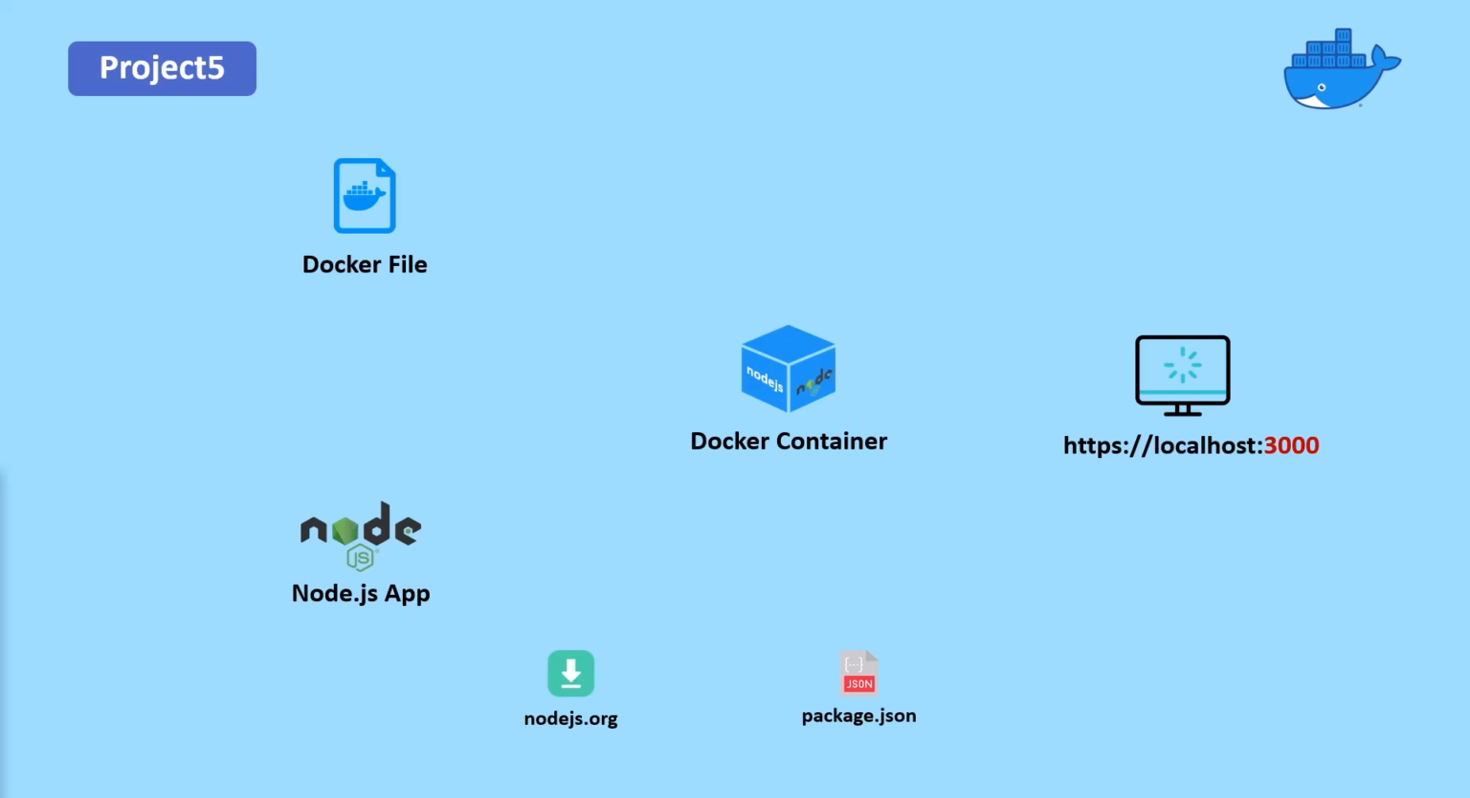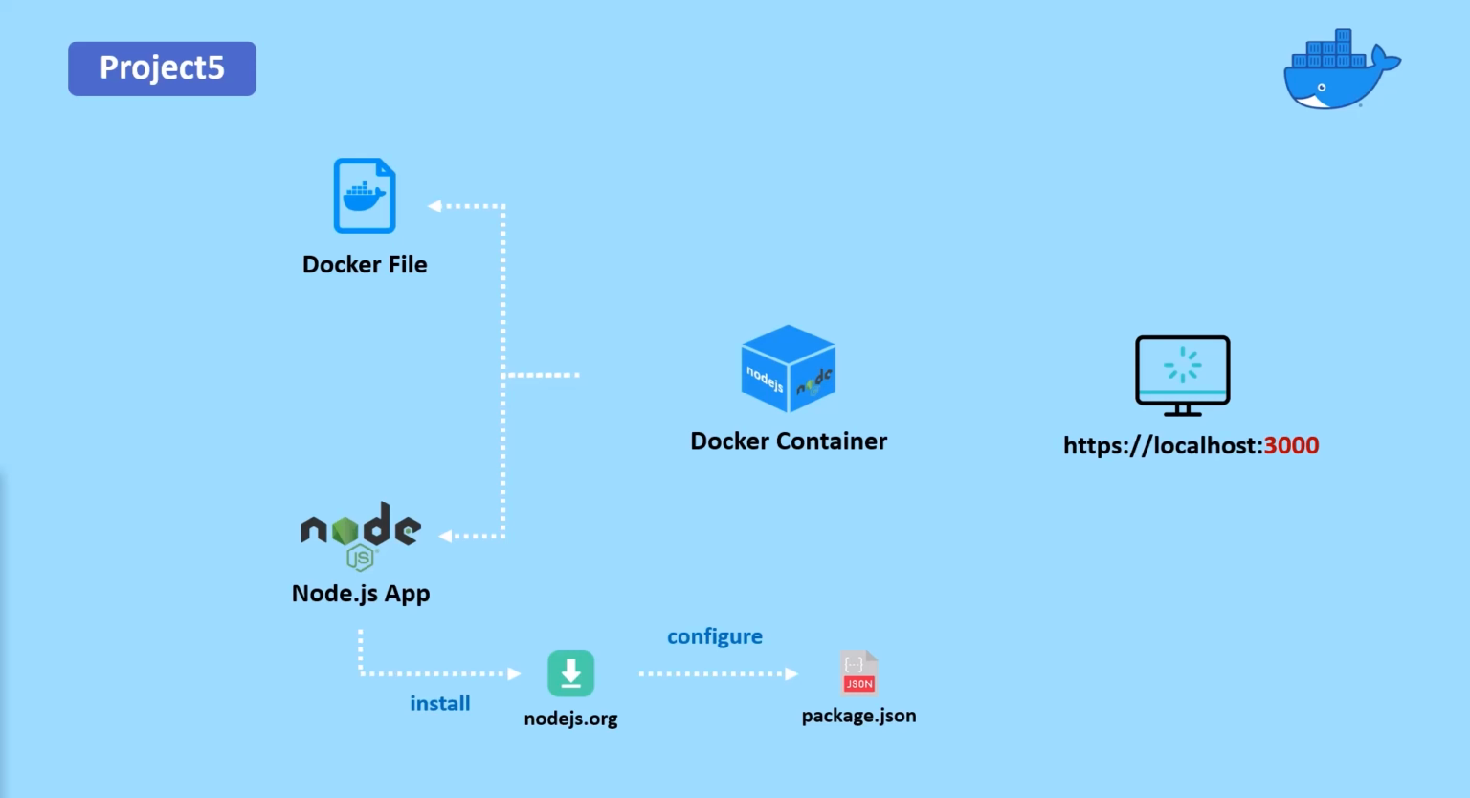So the first step is to create a Node.js application. The Node.js application basically contains the index.js and package.json files that define the application's behavior and dependencies. So we are going to download and install Node.js in our operating system, and then we will start configuring the package.json. The second step is to create a Dockerfile. The Dockerfile contains instructions for building a Docker image based on the Node.js runtime, copying the Node.js application into the image, and running the application inside a container.